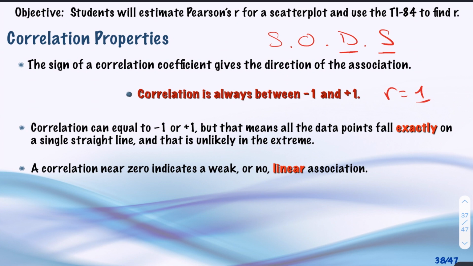But that means, exactly. If it's +1 or -1, the data falls exactly on a single straight line. And that is unlikely in the extreme. That is not going to happen. The reverse of that, a correlation coefficient near 0 indicates a weak or no association. You would expect to see that with your data just being a pure scatter plot. There's no discernible pattern. R would be 0.